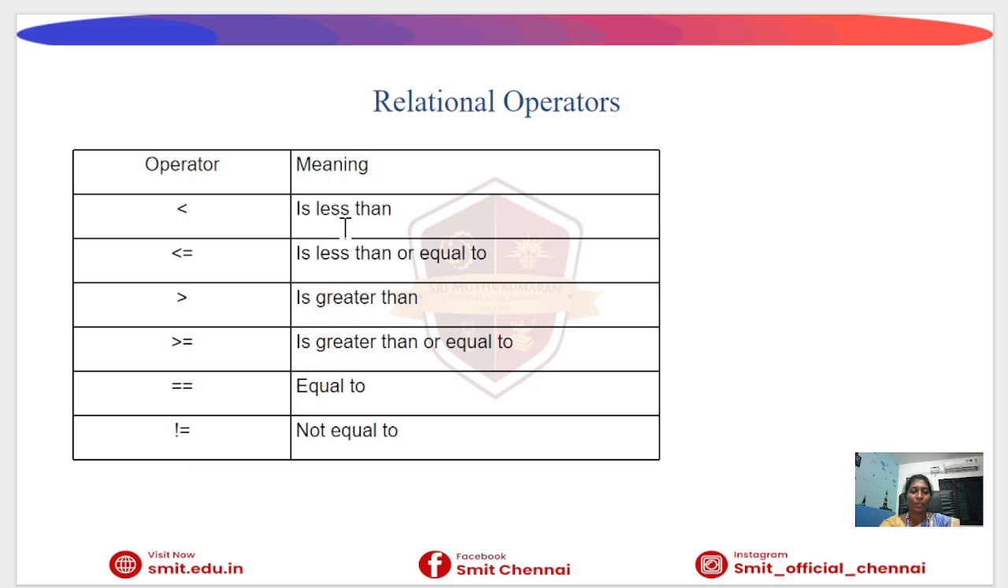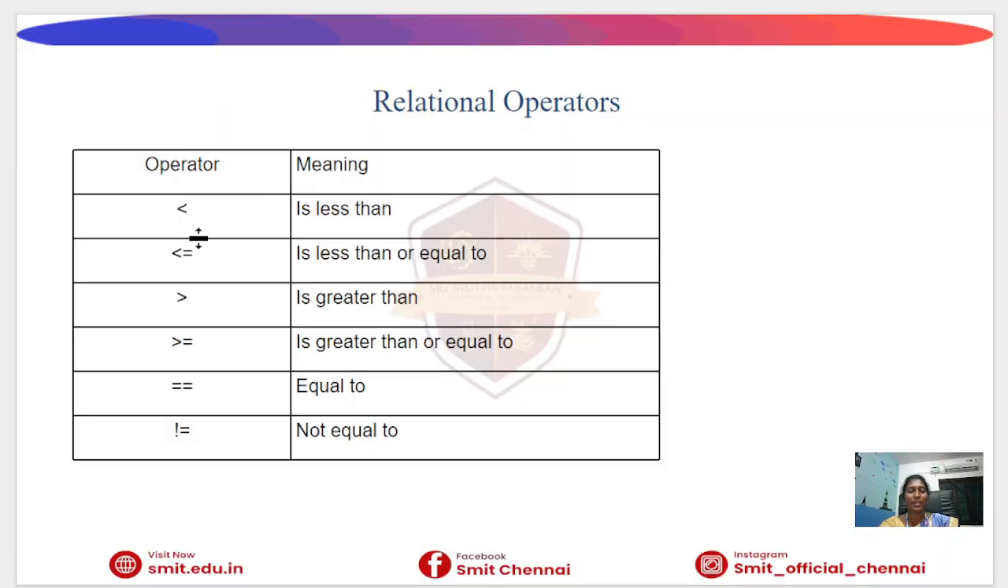This symbol is represented as less than, this is less than or equal to, this is greater than, and this is greater than or equal to. This double equal to is equal to. One exclamation mark and equal is not equal to. They always give the result 1 as true and 0 as false.